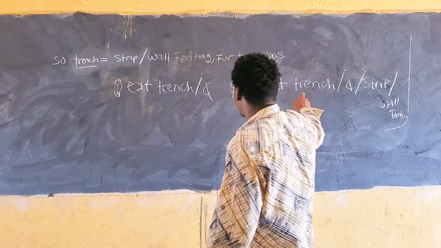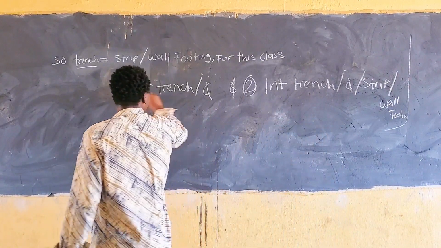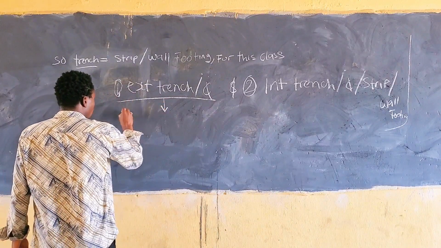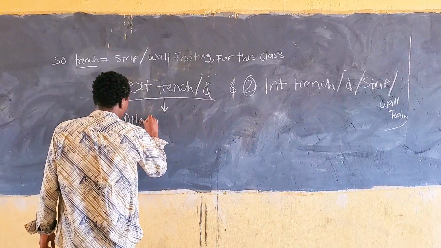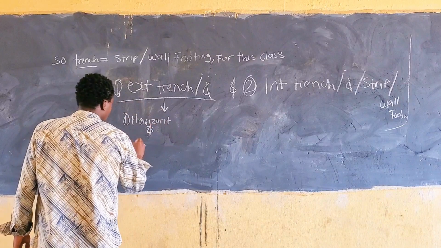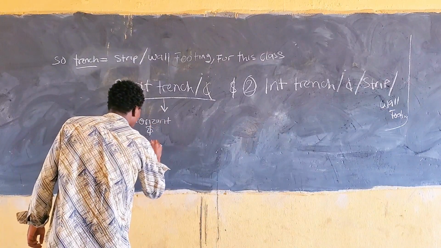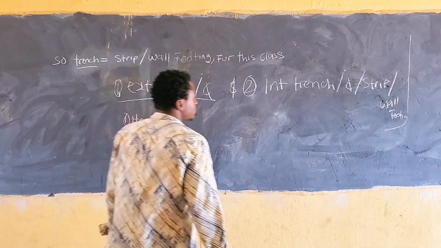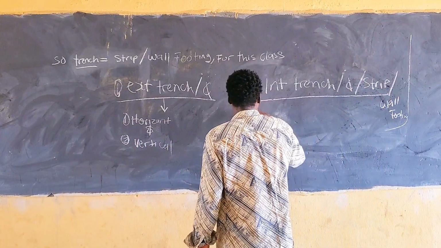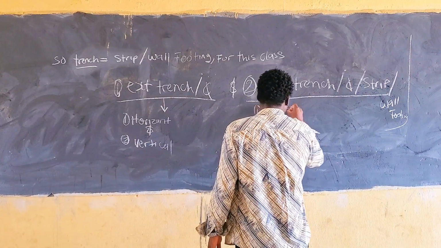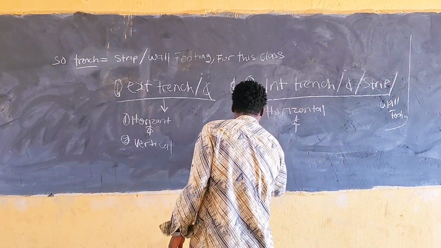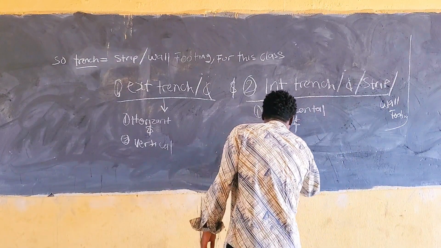So the external and the internal trench are further subdivided into horizontal and vertical. Horizontal and vertical.